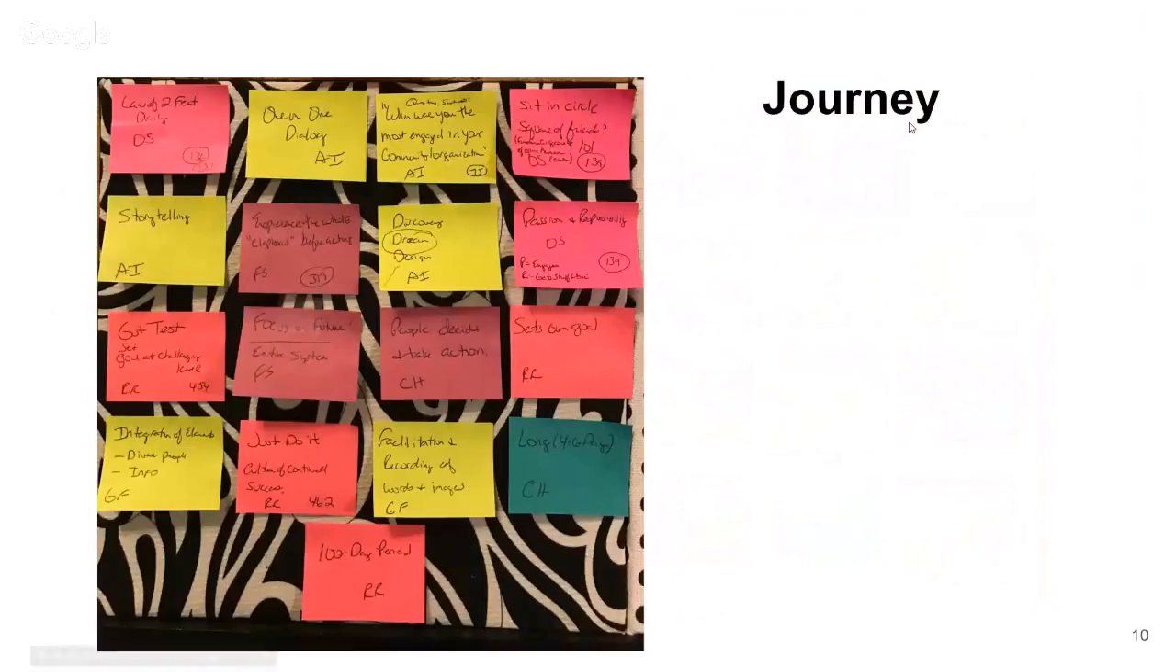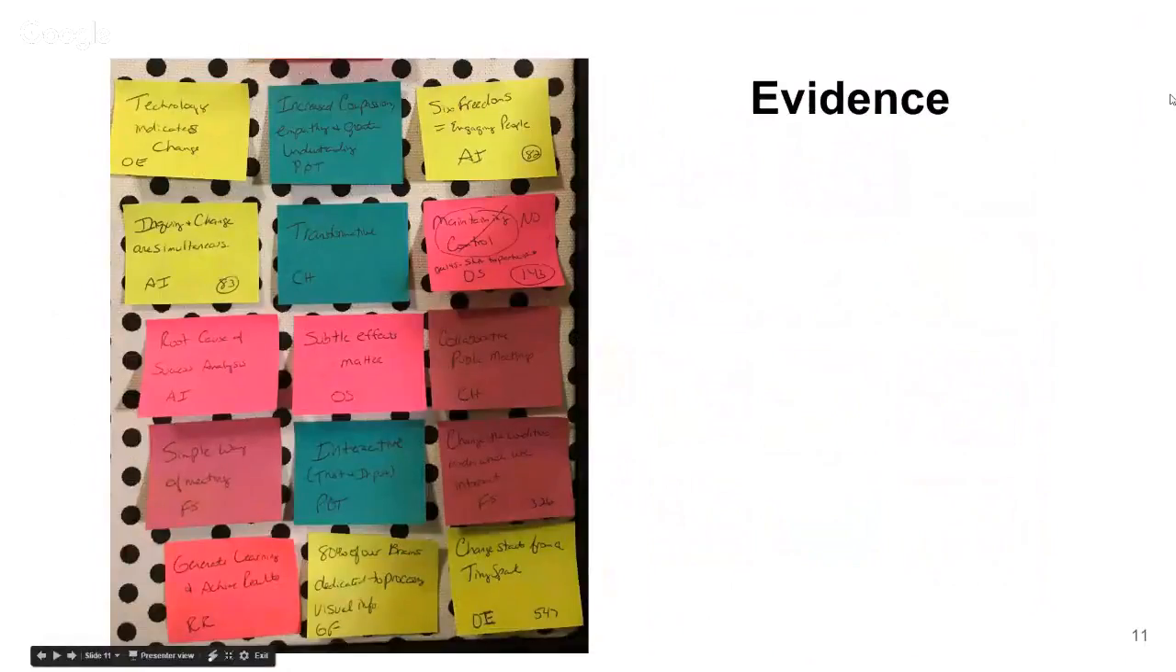Journey. The journey element is simply the steps or actions that are taken and or how much time is required to perform the method. Evidence. The evidence element is how the theories are described. Are there examples or background success stories for this method?